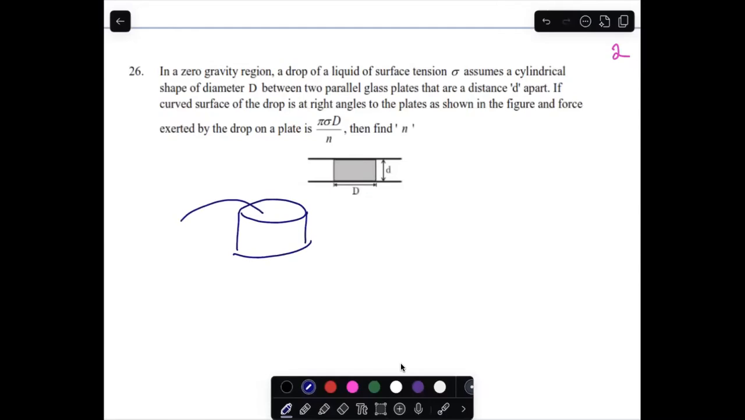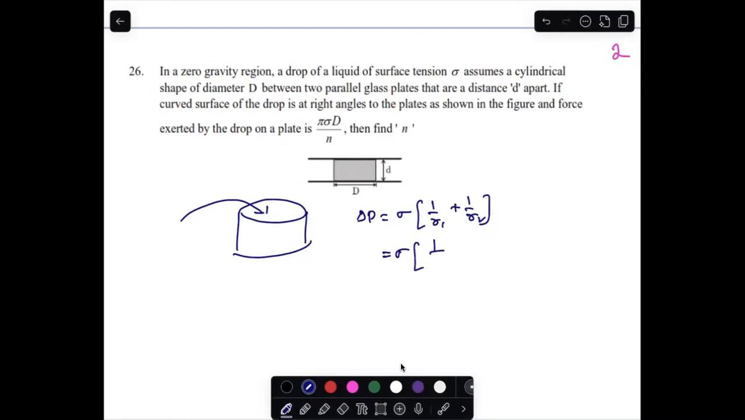So what is the excess pressure inside? The excess pressure inside is surface tension times 1 by R1 plus 1 by R2. You know this formula. Different radius of curvatures. Sigma, what is the radius of curvature of this? Already you said diameter d.